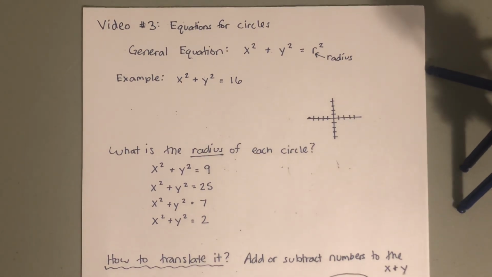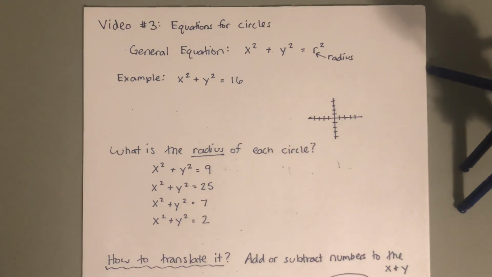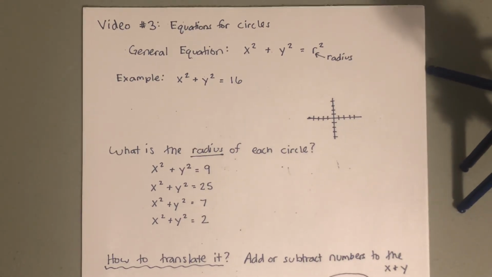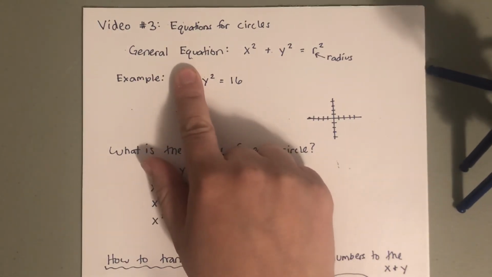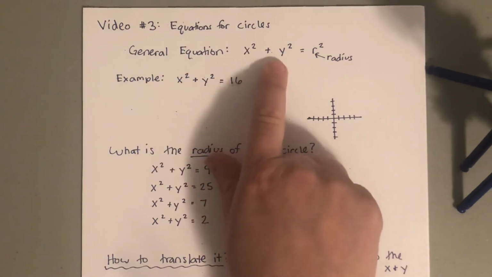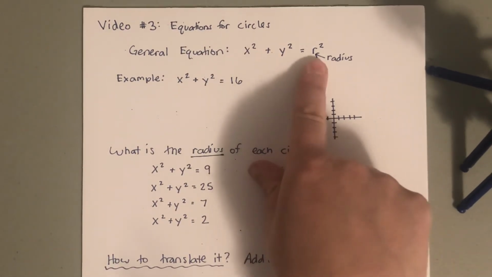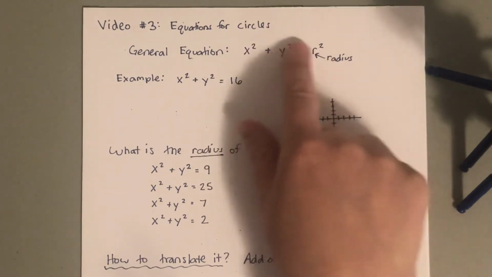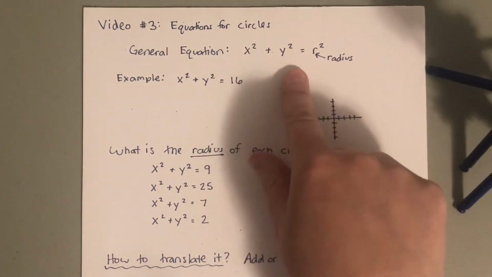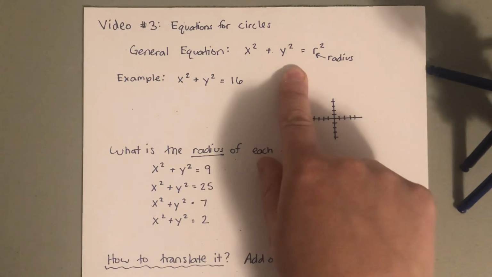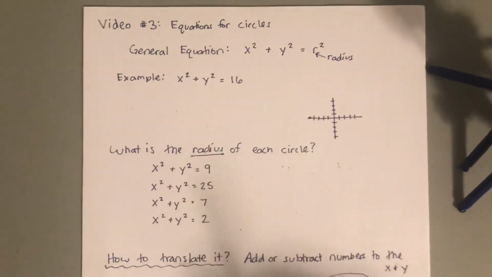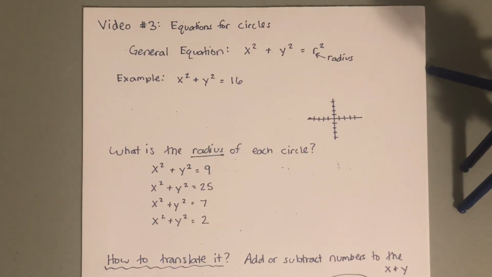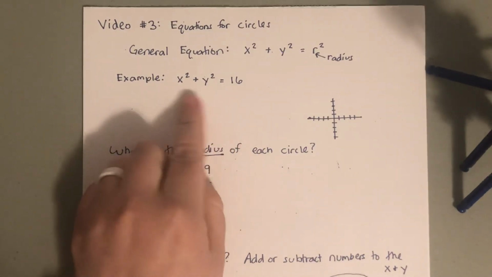Today we're going to be talking about circles on graphs, what an equation for a circle looks like, and some things that we can do with the equation of a circle to change the circle. This is what the general equation for a circle looks like: x squared plus y squared equals r squared. If you graph this equation, it would give you a circle on a coordinate plane.